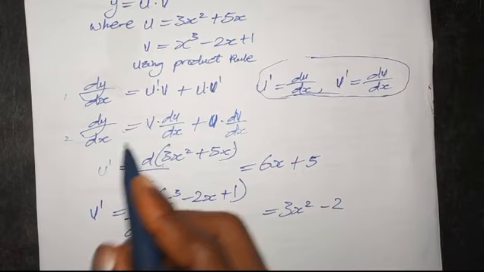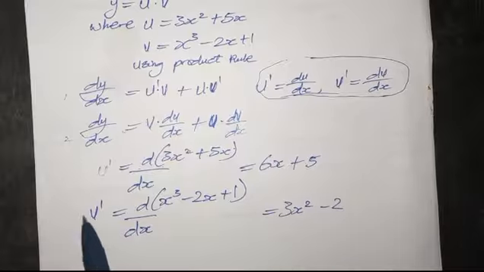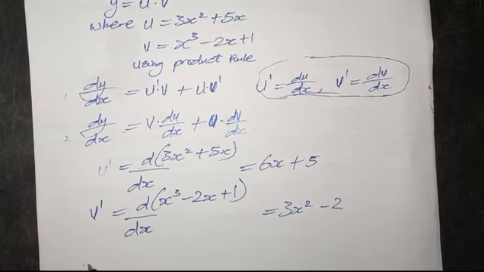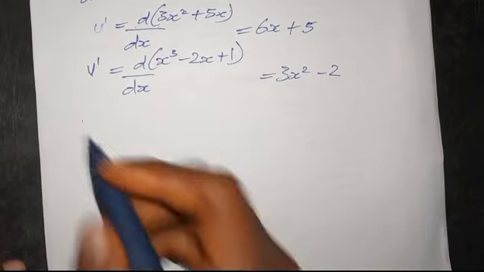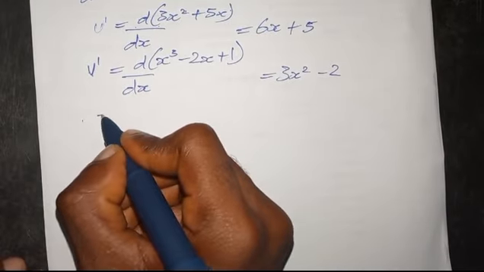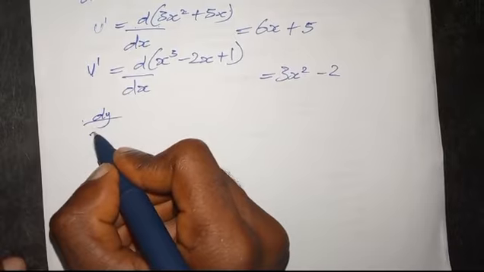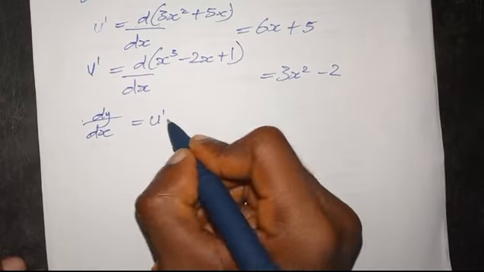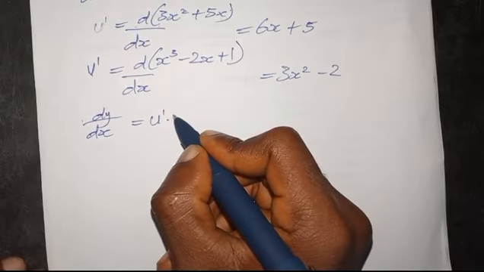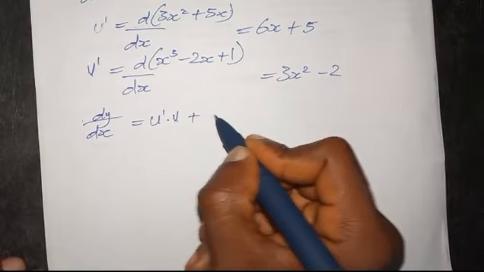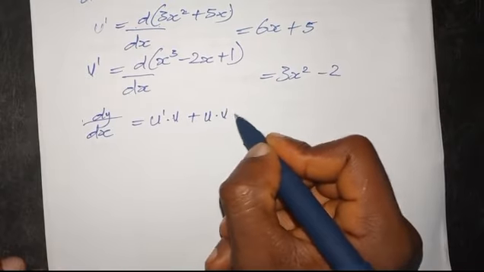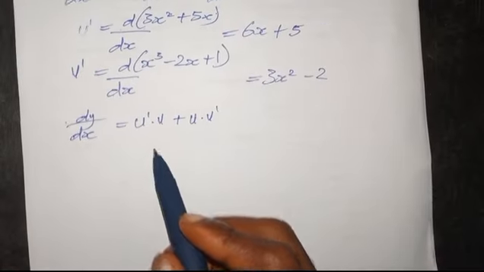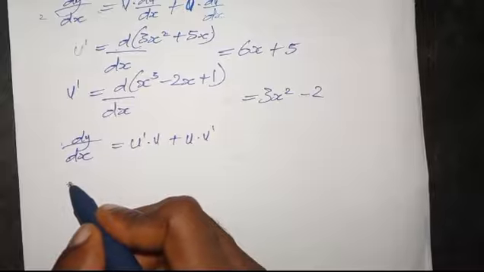And then you bring all these values, v prime and u prime, into this equation. Okay, let me write out the equation again so that you will not make a mistake while solving it. The equation says dy over dx is equal to u prime multiplied by v plus u multiplied by v prime. And don't forget the u prime has been calculated, which is this. You have to bring it in here.